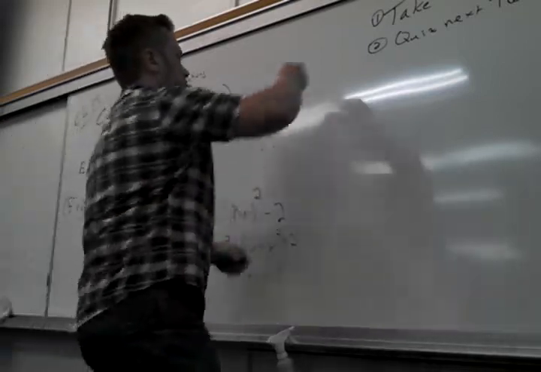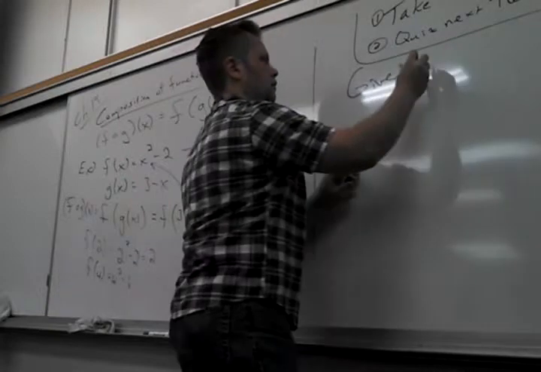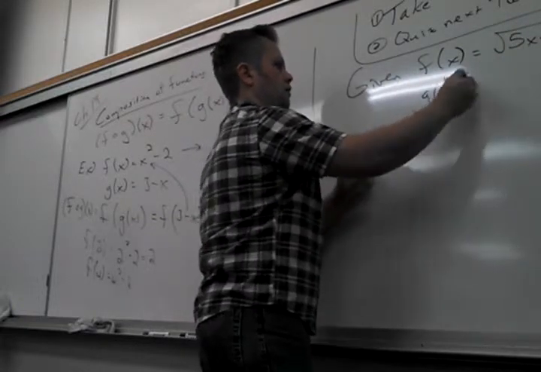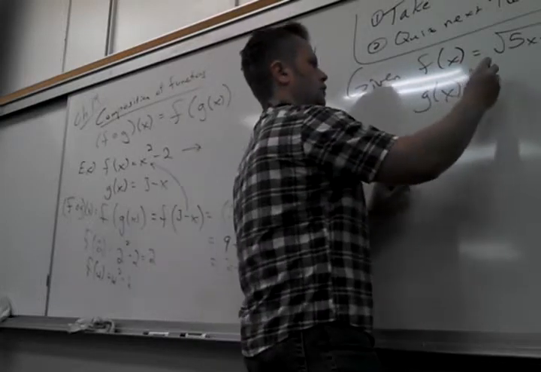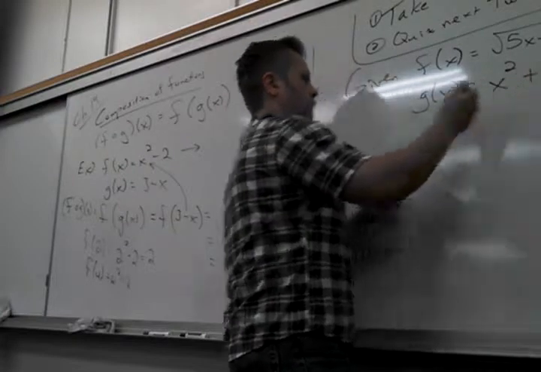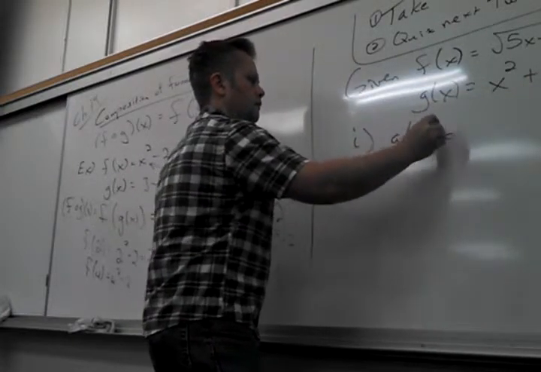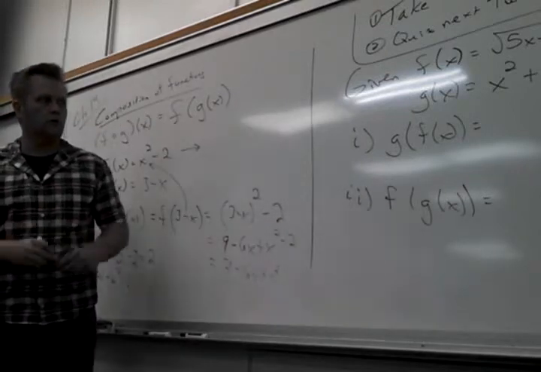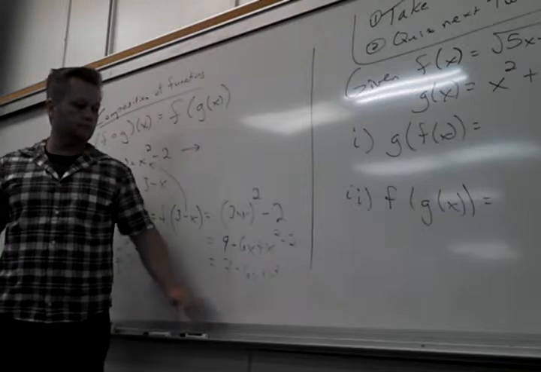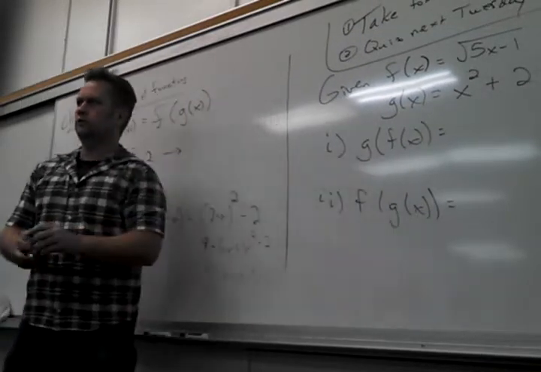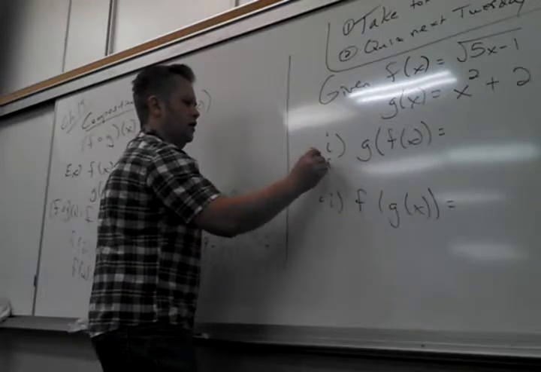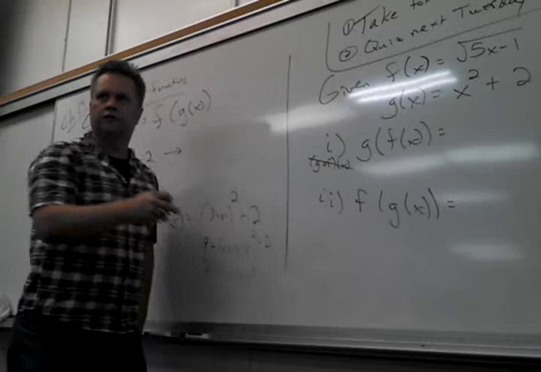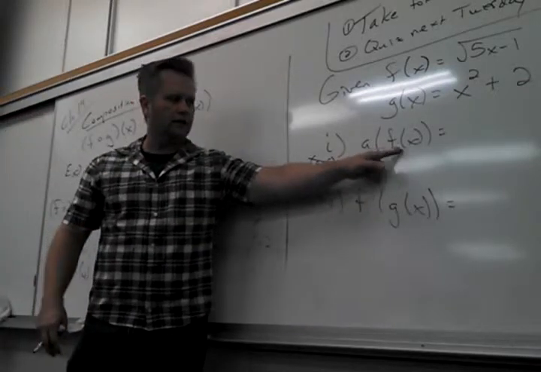Okay. Let's try another. The f of g and the g of f. So this would look like g of f of x. That's what that would look like using that composition notation. That's one thing I wish we would just get rid of. It's unnecessary, because this makes more sense. Plug f into g, that's what that says.